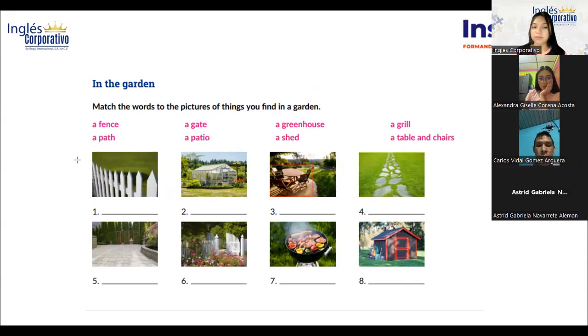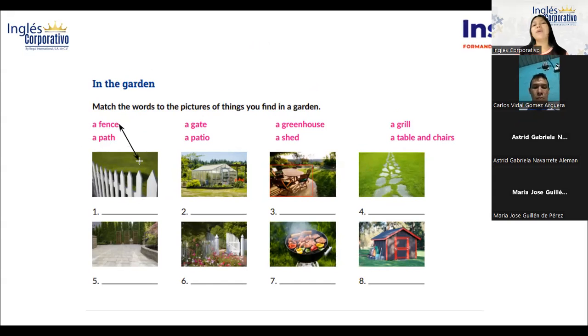No. A fence. Okay. And what is a fence, guys? What is a fence? A fence is una cerca. Cerca. Una cerca. Very good. Now, what about number two?